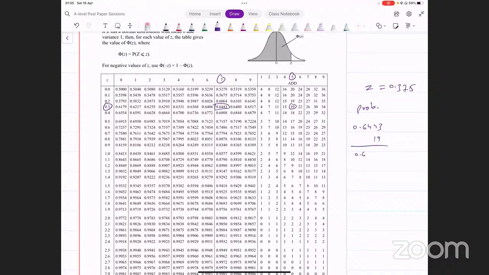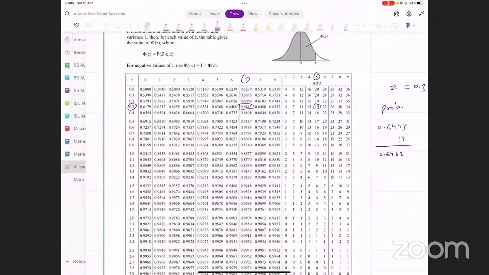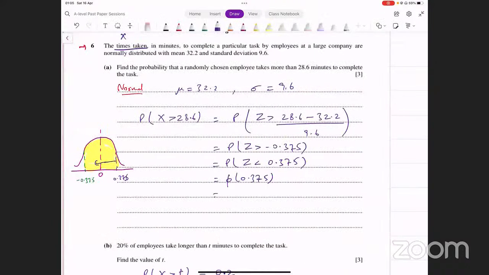That gives us 0.6462. That's the probability. 0.6462. That's what we were looking for.